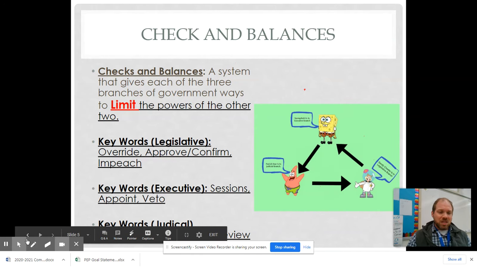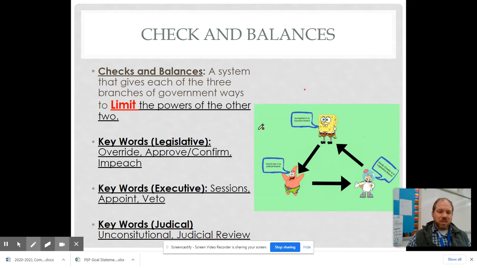To me, one of the easiest ones is the judicial branch, because the judicial branch, I really only want you to think of three words: unconstitutional, constitutional, and judicial review. Now, on the notes, I just wrote constitutional because it's so similar to unconstitutional, but those are the ones I want you to know.